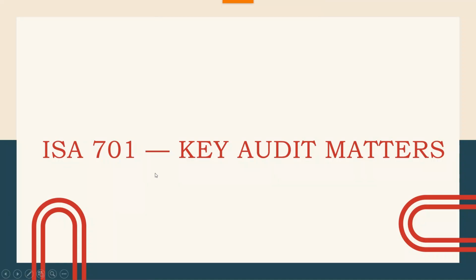Today we are going to talk about ISA 701, which deals with key audit matters. This standard explains how auditors highlight the most important areas they focus on during the audit. These matters usually involve high risk, complex judgment, or a significant estimate, and they help a user understand what really matters in the audit. Now that we know what this standard is about, let's understand why ISA 701 is important.